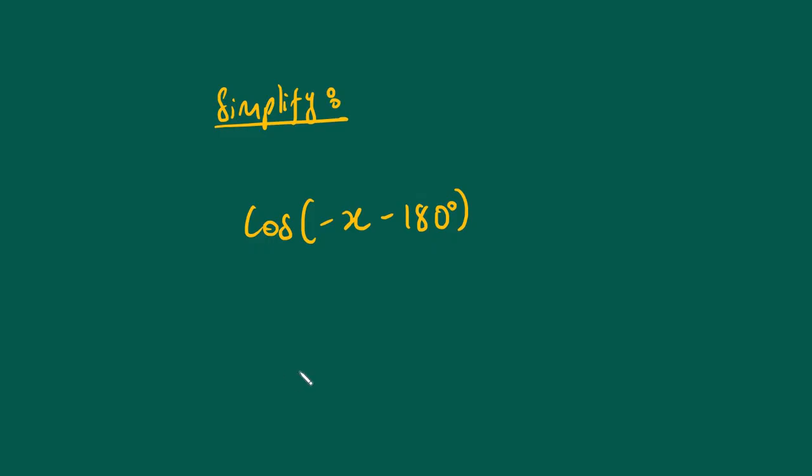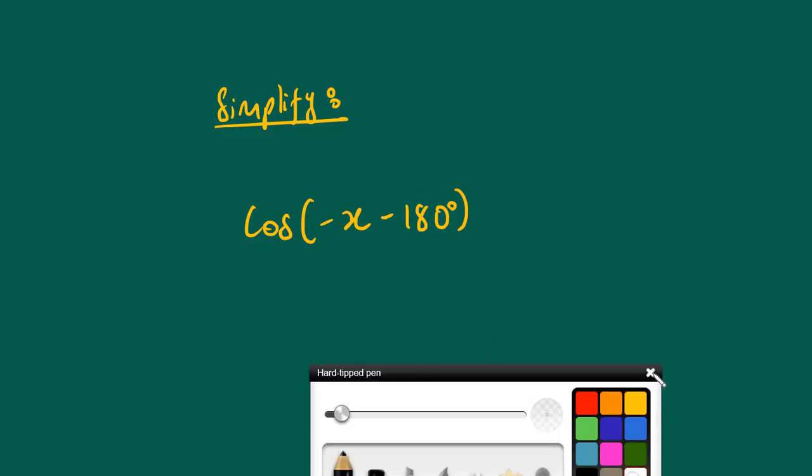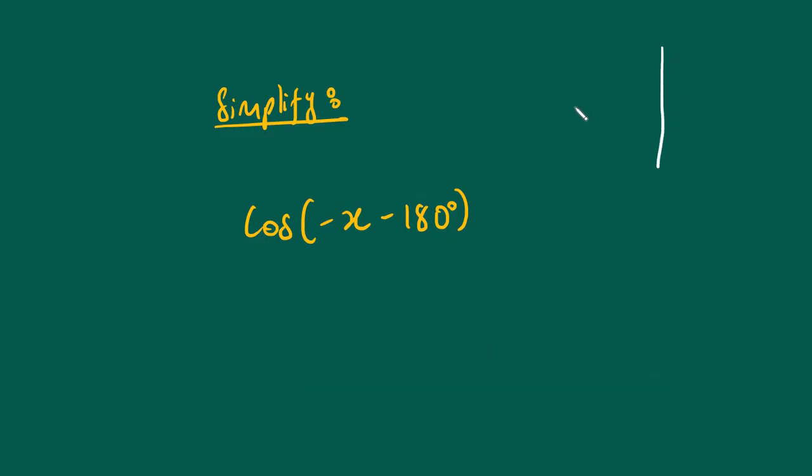So what we have here is cos negative x and then minus 180 degrees. Now remember, for you to solve this you need your CAST diagram. If we can remember our CAST diagram, it says all of them are positive in here, only sine is positive there, tan is positive in there, and then cos is positive in there.